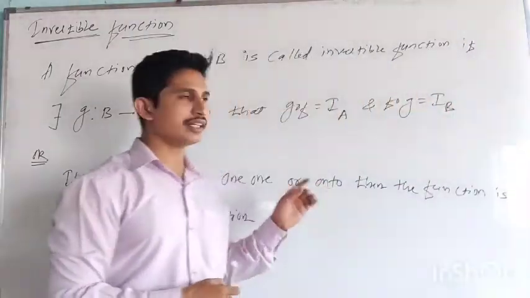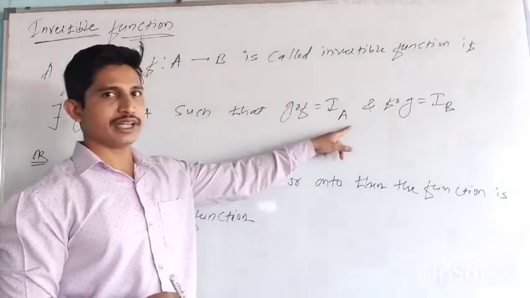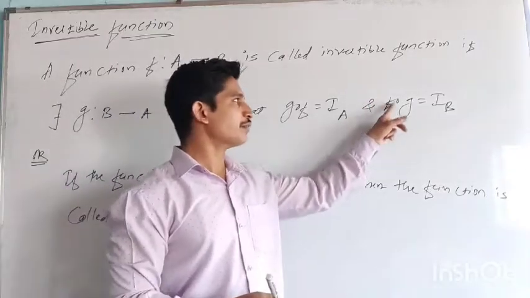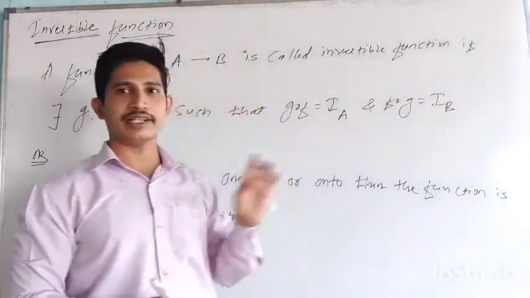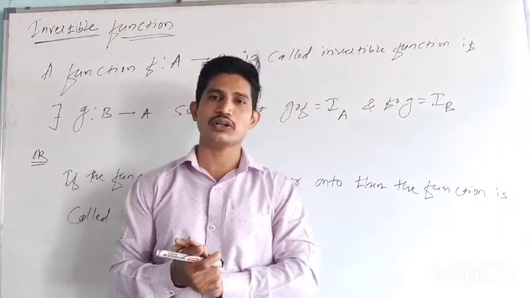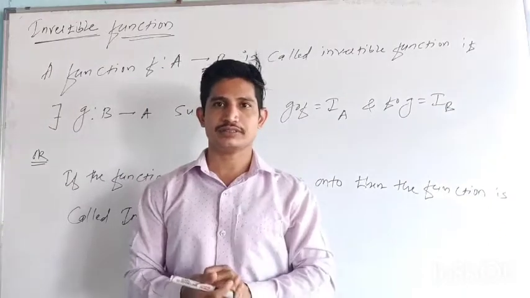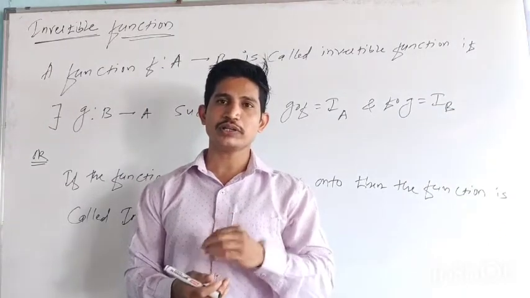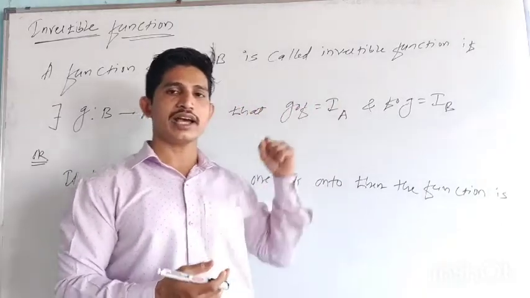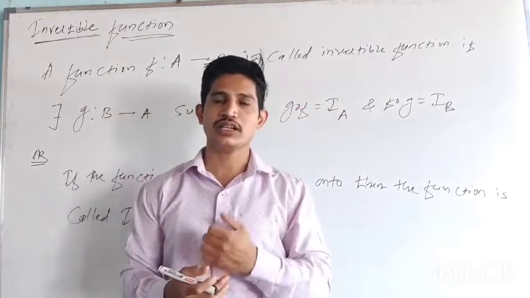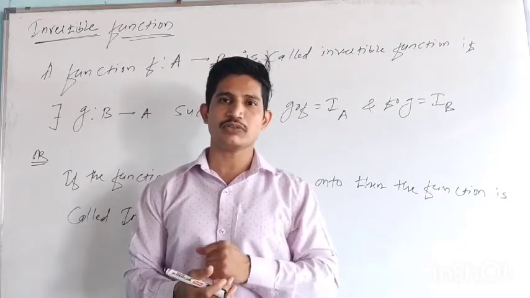So see once again: g composition f for the first set, and f composition g for the second set. If both are identity functions, then the function f is called an invertible function. We are going to solve some 5 marks questions using this definition and prove that the function is invertible. Now one more definition is there for an invertible function.